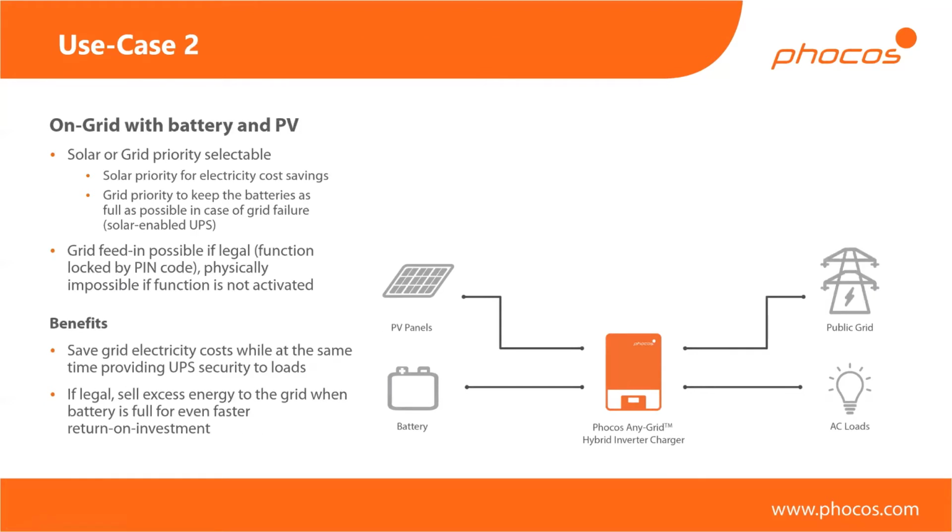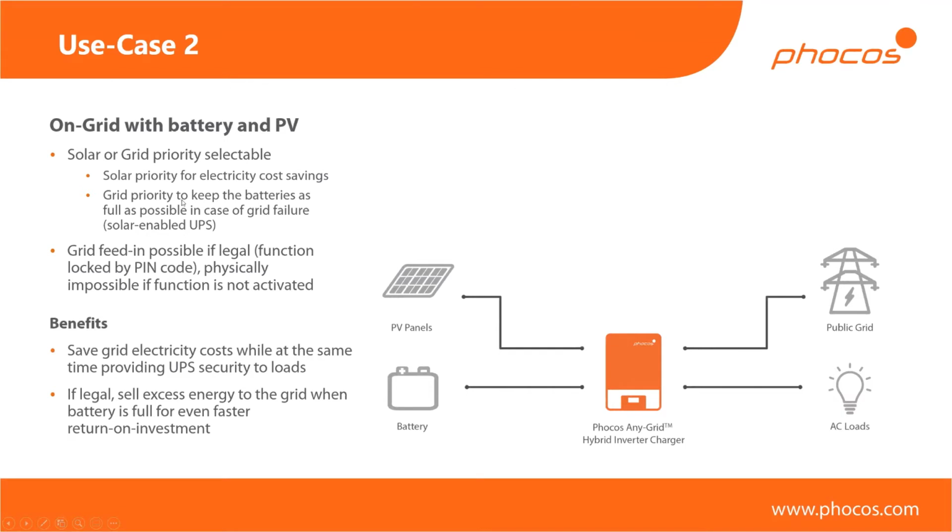Then we have use case number 2, which is an on-grid scenario with battery and PV. So we have PV again. This time, instead of a genset, we have a public grid. That's our AC source. We're using a battery, and we're using our AC loads.